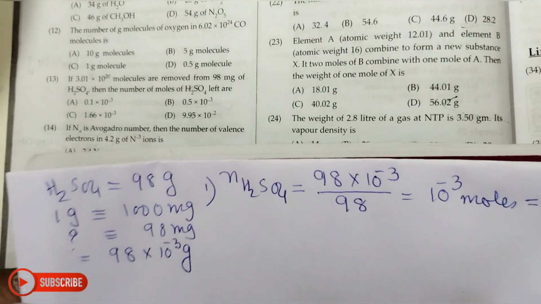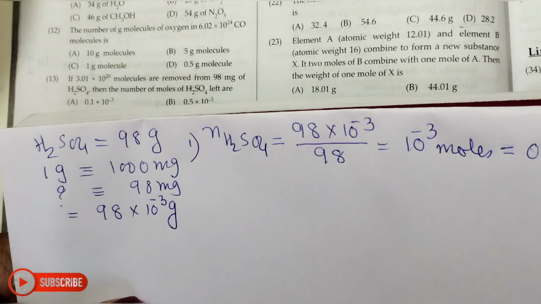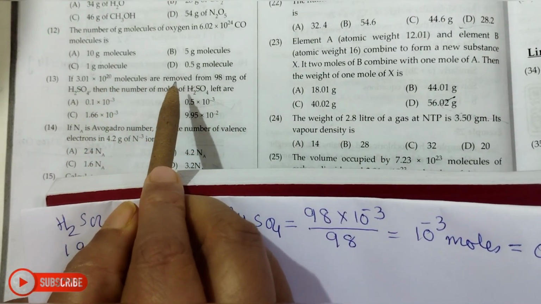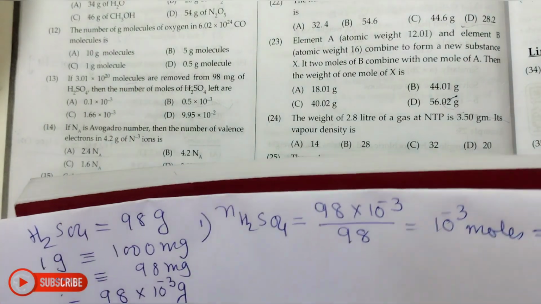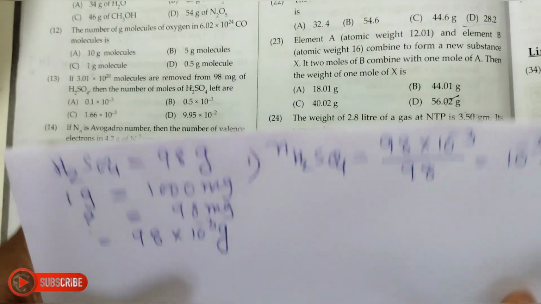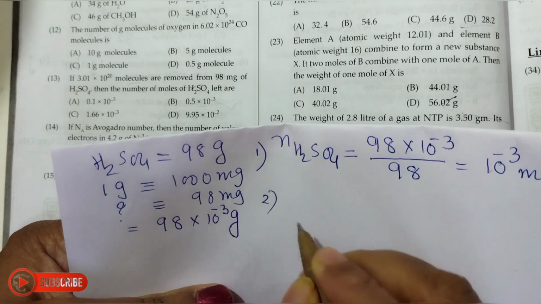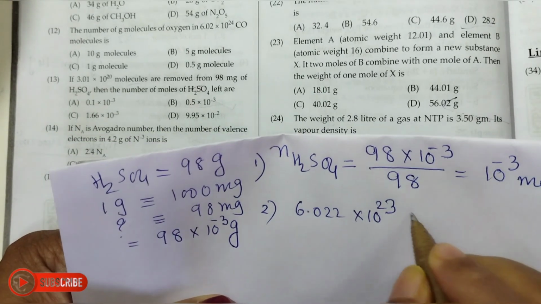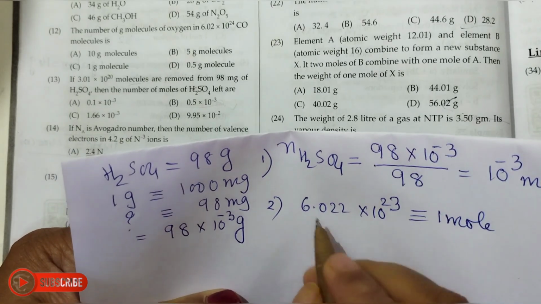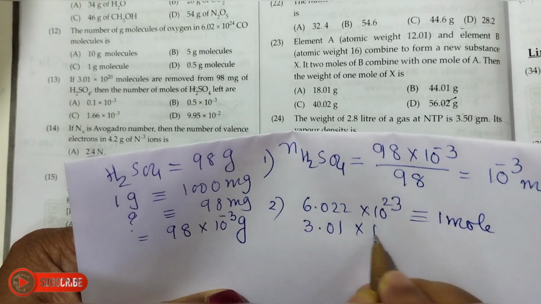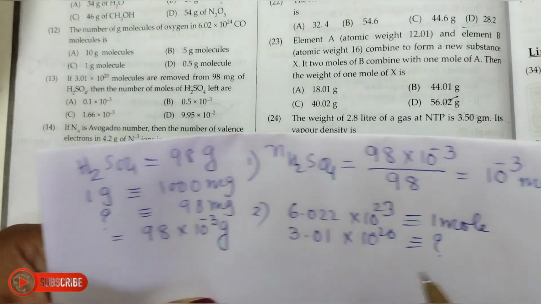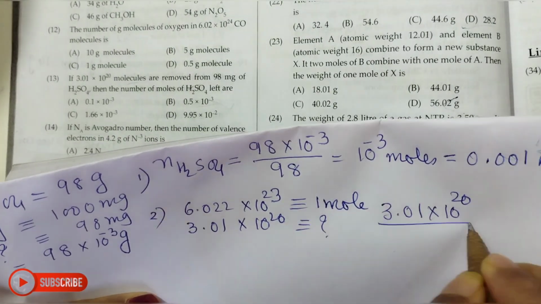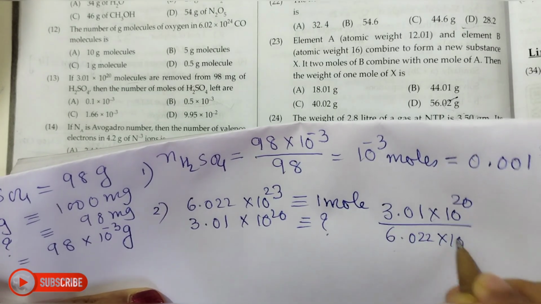Now let us see how many moles you have removed from the reaction mixture. So for that, how many are they asking for? 3.01 into 10 raised to 20 molecules are removed. If you see the word molecules here, we can take help of Avogadro number. So let us see how many moles they have removed. So students, the second calculation is 6.022 into 10 raised to 23 corresponds to 1 mole. Right? So for the given number, that is 3.01 into 10 raised to 20, it will be how many moles? So by cross multiplication, you get 3.01 into 10 raised to 20 divided by 6.022 into 10 raised to 23.